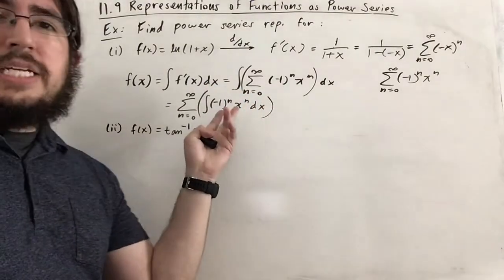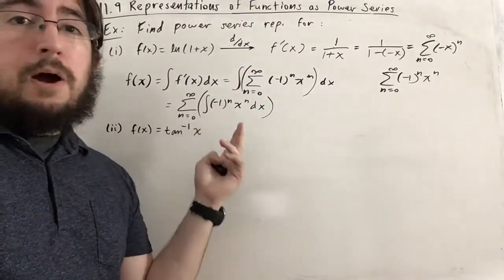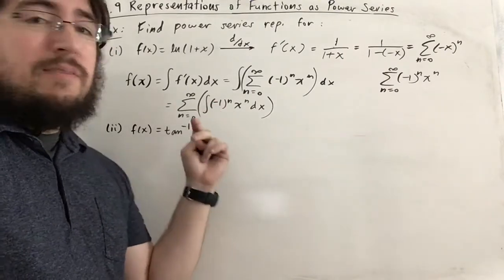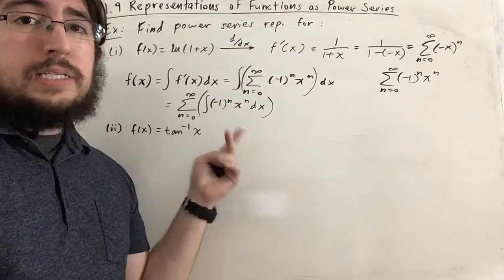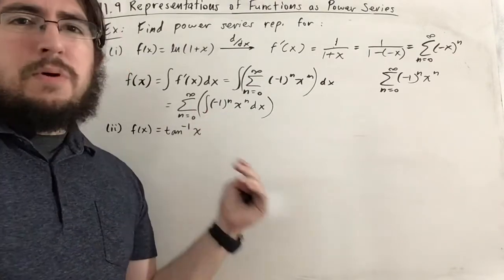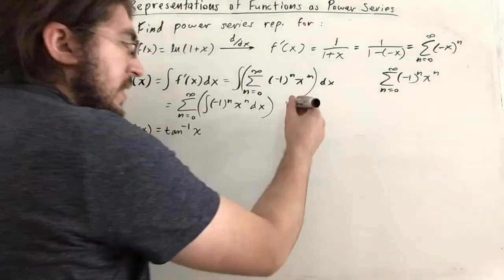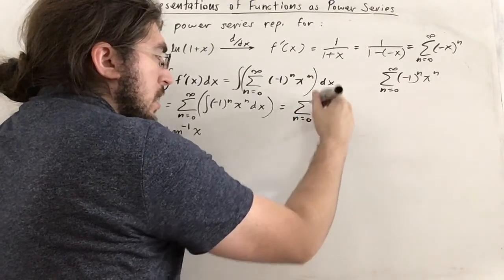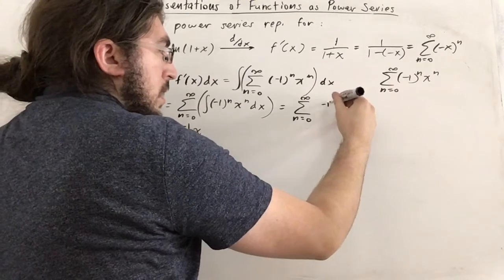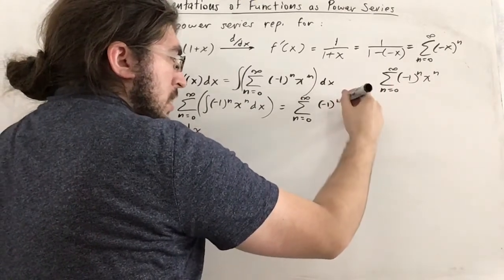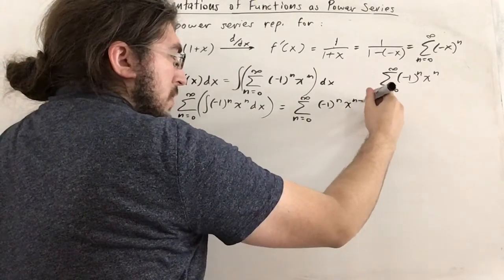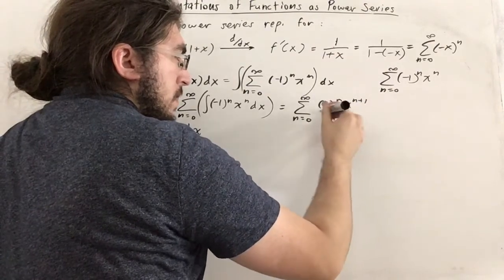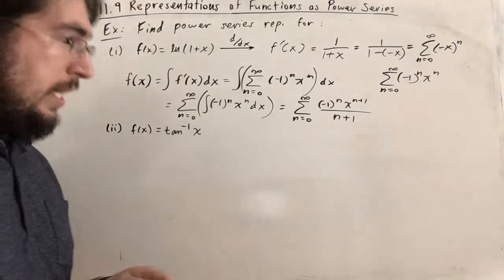Now to take the antiderivative of each term, we're going to use the power rule: add 1 to the power of x, and then divide by the new power. Negative 1 to the n is just a constant with respect to x. So the negative 1 to the n part we don't really care about as far as the antiderivative. That just comes along for free. So we end up getting negative 1 to the n, x to the n plus 1 over n plus 1, is basically what we get here.